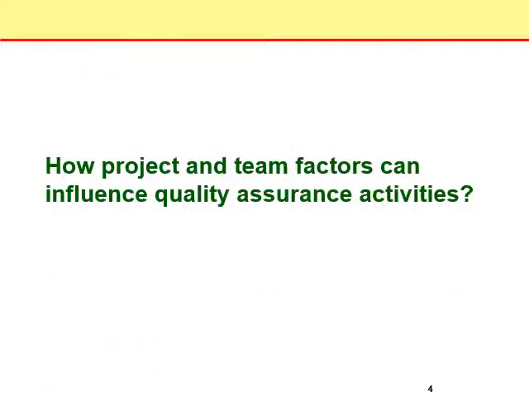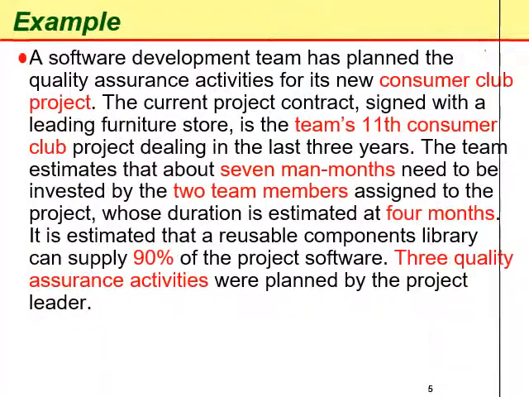So, here we discuss how project and team factors can influence quality assurance activities with the help of an example. A software development team has planned the quality assurance activities for its new consumer club project. The current project contract signed with a leading furniture store is the team's 11th consumer club project in the last 3 years.